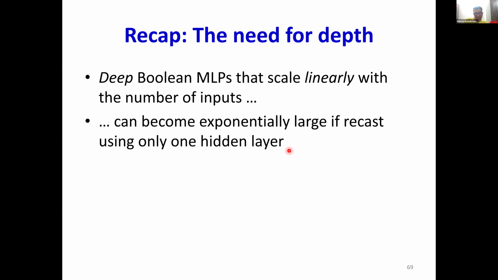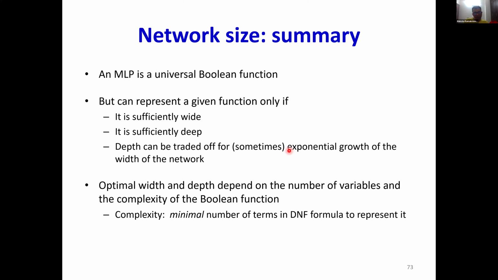function exactly. So an MLP is a universal Boolean function, but can represent a function only if it's sufficiently wide, sufficiently deep. And depth can be traded off for exponential growth of the width of the network. Now, the optimal width and depth depend on the number of variables and the complexity of the Boolean function, where the complexity is the minimum number of terms in the DNF formula for the Boolean function. Did all of this make sense?